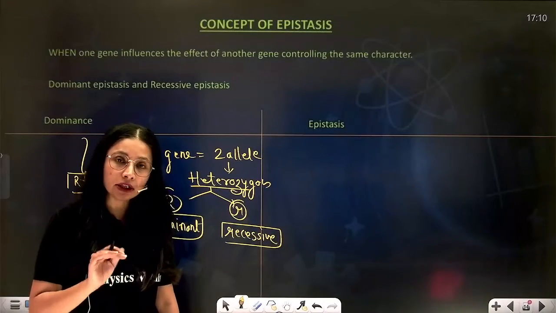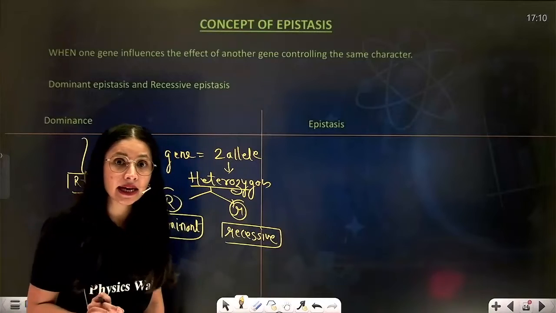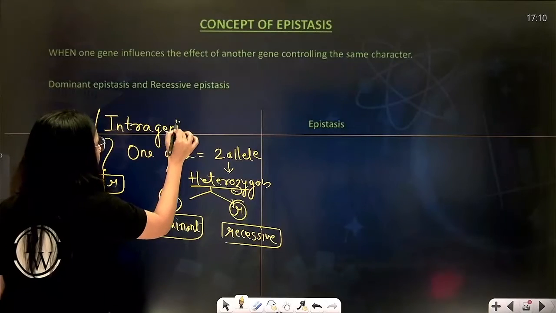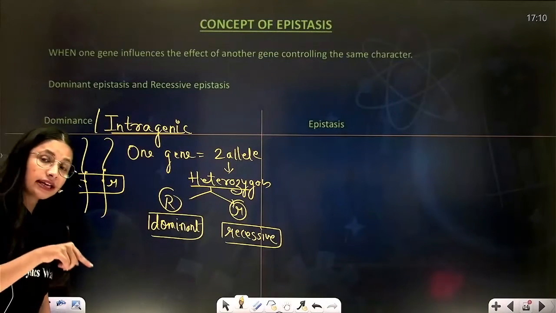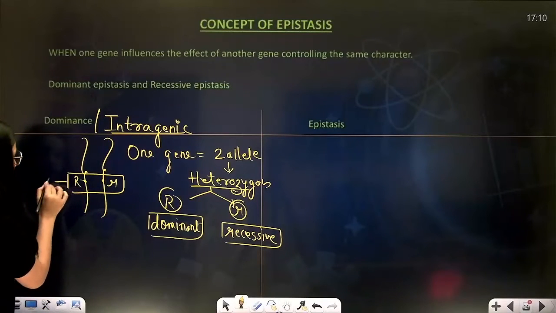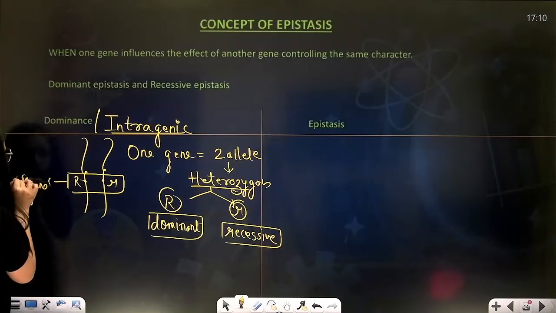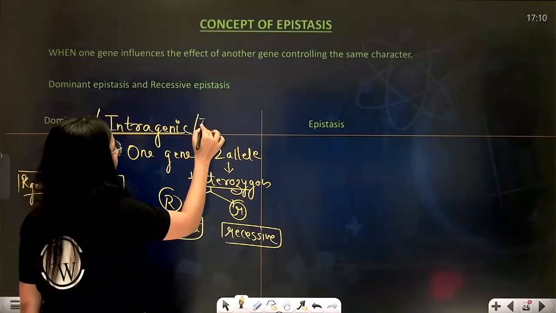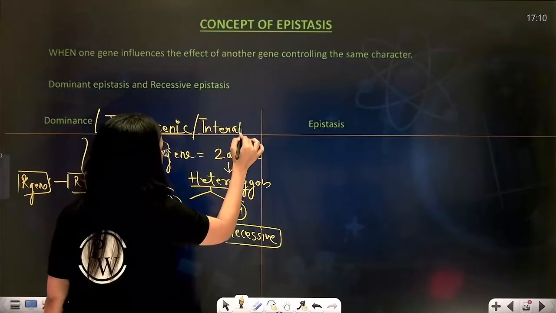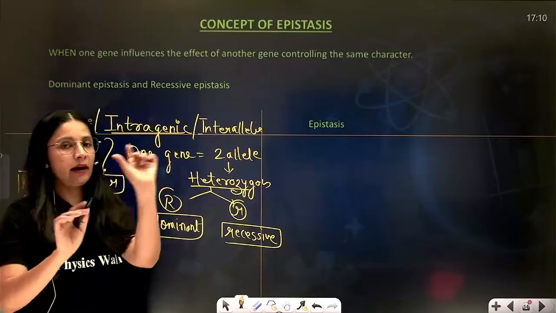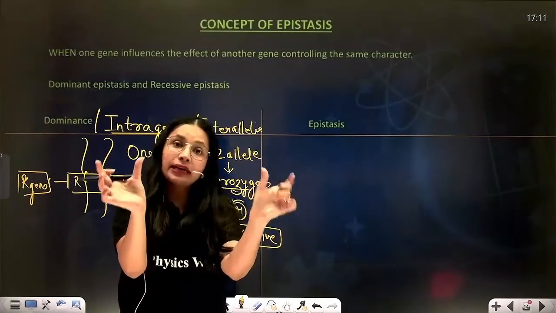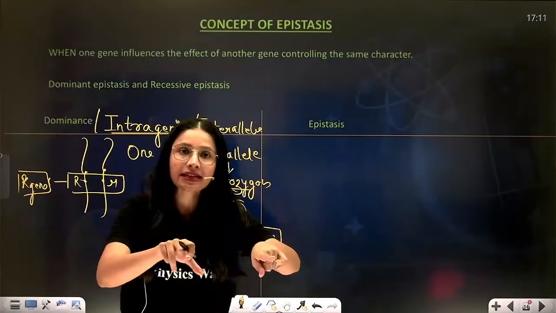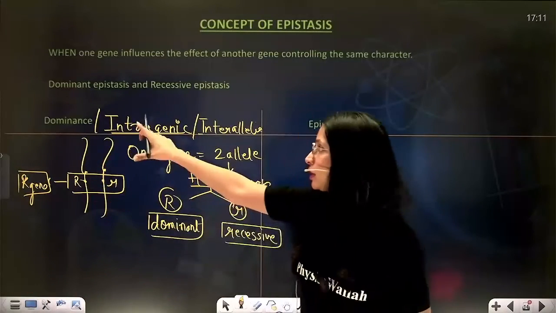So basically Mendel's dominance was intragenic. Mendel's dominance is beta intragenic. That means within one gene. See, this is only our gene, and within our gene, you are seeing one is dominant, another is recessive. You can also say it is interallelic. In between two alleles, capital R, small r, two different alleles. So interallelic influence, but with respect to gene, only one gene. So within the same gene, intragenic is dominance.